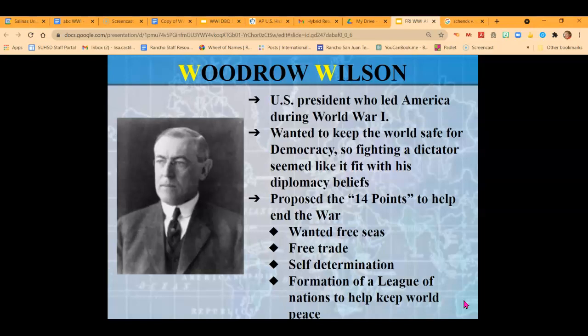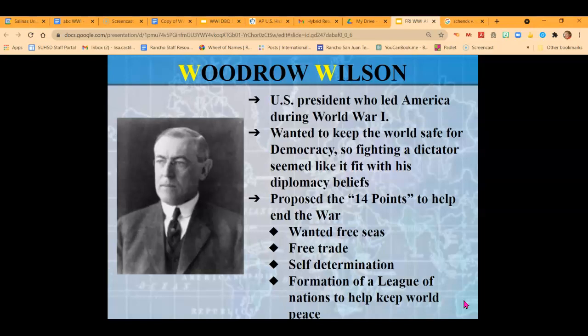Of course, why is Woodrow Wilson important to World War I? Well, he wants to keep the world safe for democracy, so fighting a dictator seemed like it fit into his diplomatic ideas. He's also going to try to end the war with his 14 points. His 14 points talk about freedom of the seas and free trade and self-determination. All this land in Central Europe has to go someplace because the empires that used to own or control it are no longer going to exist because guess what? They just lost a war.